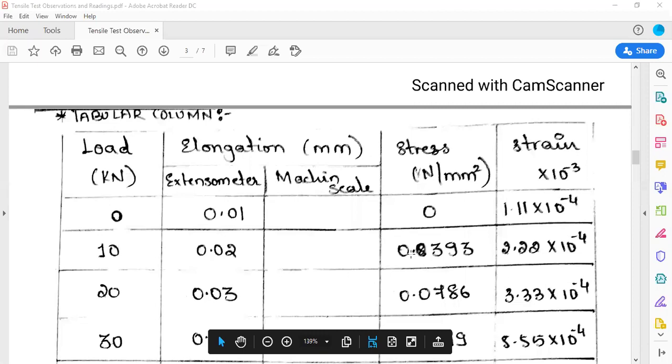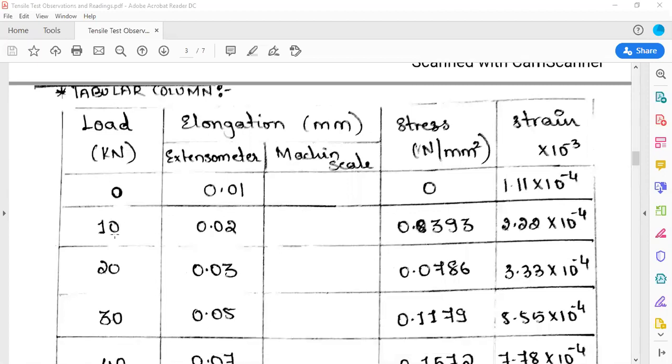Here you are going to first find out the stress in the specimen. For 10 kilonewton, when you apply 10 kilonewton, the elongation in the specimen is 0.02. From these two values, you need to find out the stress induced in the member and the strain. As the member elongates, it will be subjected to strain as well as stress. You need to find out that. I will show you how to find that out.